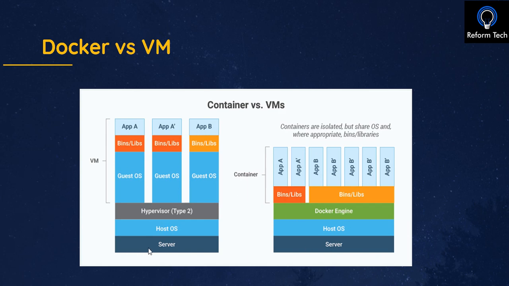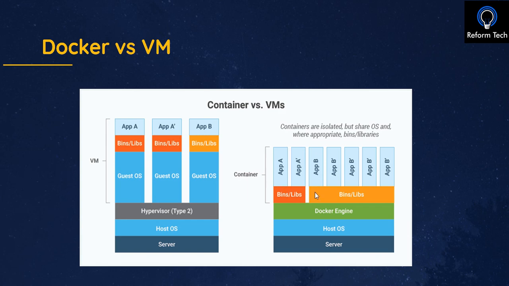In a virtual machine you have a host operating system, right? On the host operating system you have a guest operating system. So on top of the host operating system you are going to install another operating system. This makes your virtual machine heavy, because you are having two operating systems.